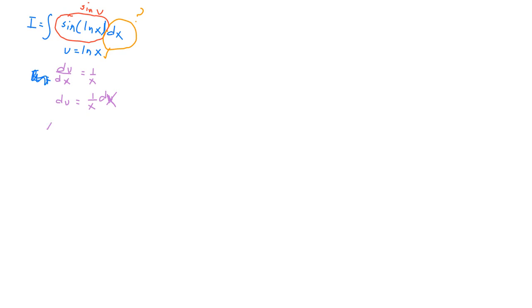So that means, if I multiply by x on both sides, I'm going to get that x du equals dx.